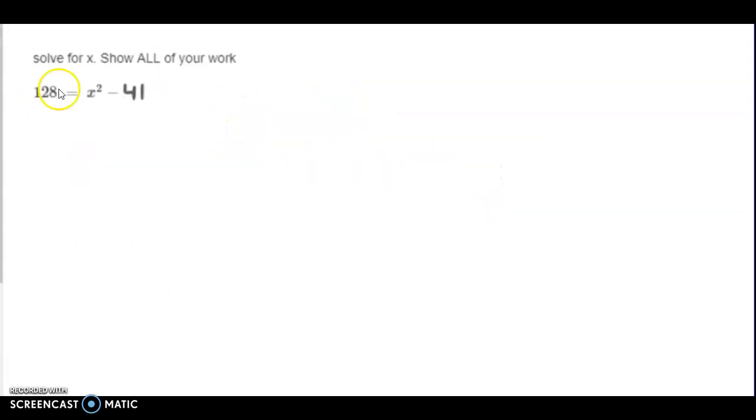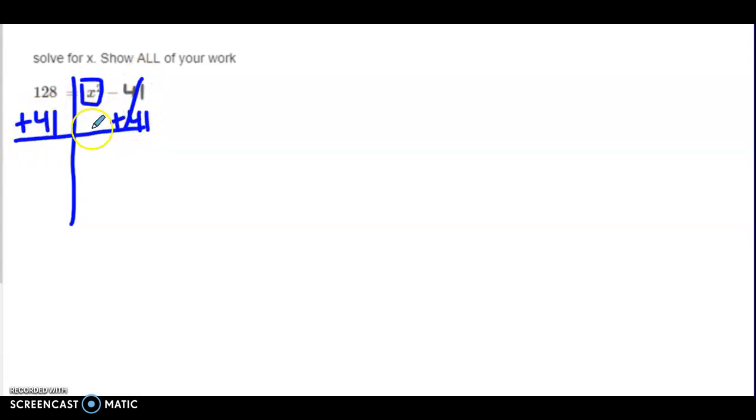So here we go. Solve for x and show all of your work. So when I solve equations, I like to draw the line down the equal sign, and I like to box off my letter, find my letter. My goal is to get the letter by itself, so I need to get rid of everything else on the same side. In this case, I need to get rid of negative 41, and the opposite of subtracting 41 is to add 41. But whatever I do to one side, I have to also do to the other.